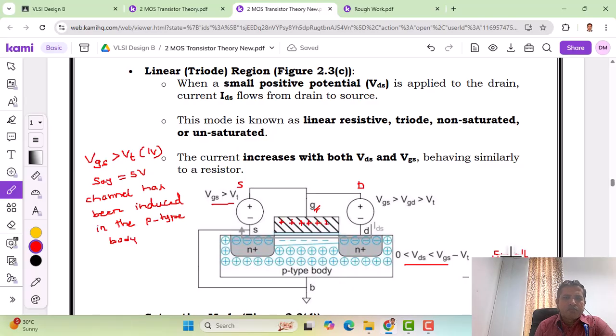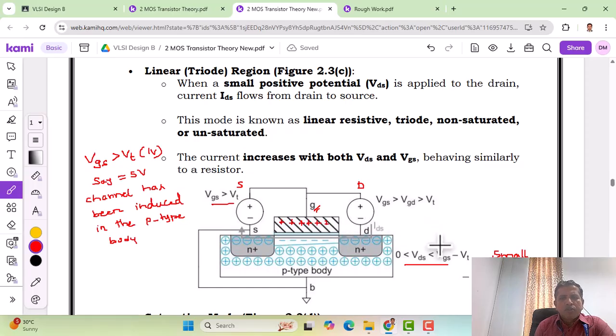So what will happen here? Earlier we saw a uniform channel from the source side to the drain side. But now, as we can see from this diagram, the channel is not uniform. Channel depth is high on the source side, whereas channel depth is less on the drain side. Why this happens, we'll explain in a minute. At the source side the influence of VGS is high, whereas at the drain side VGD decides the depth of the channel.